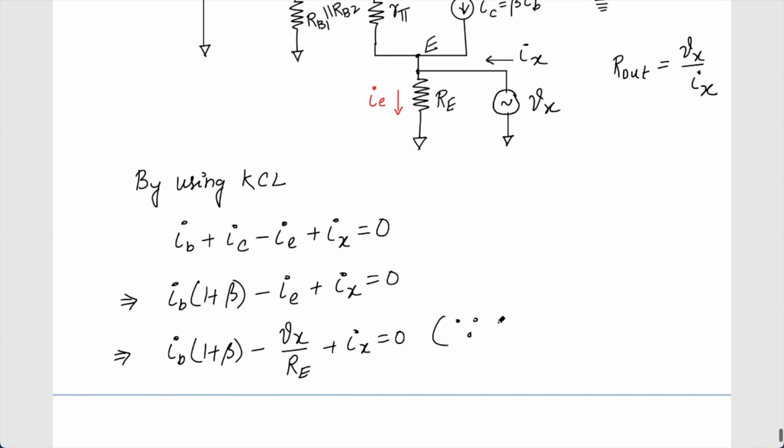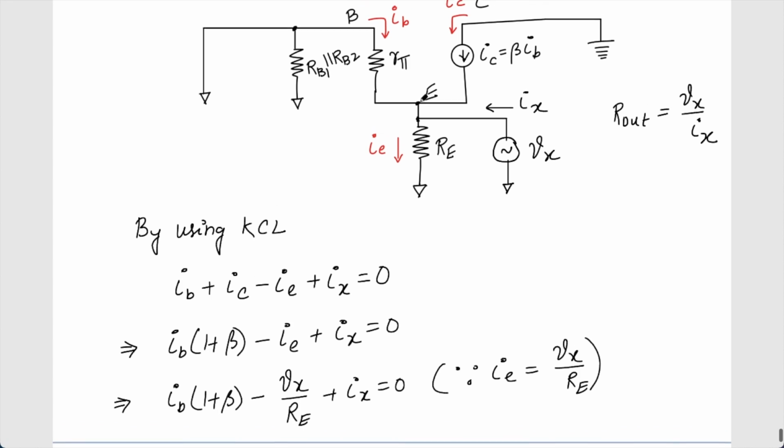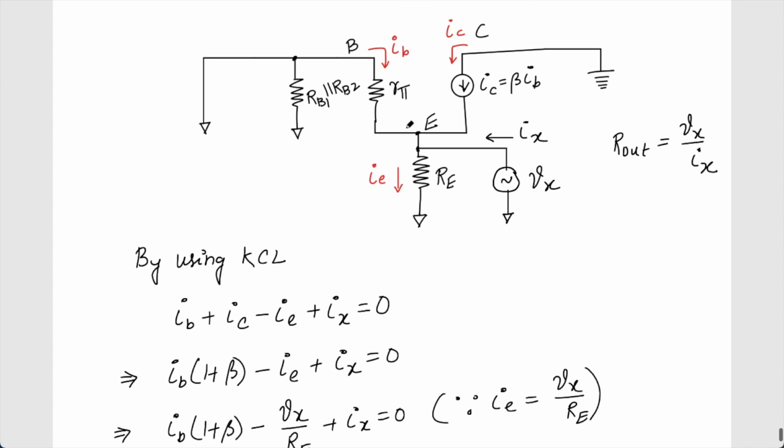Since I equal to Vx by Re. Okay, so now finally what I need is to eliminate this IB. If you see here, if I want to write the IB, so this node voltage Vx is coming here, and IB is flowing through this. And this is grounded.